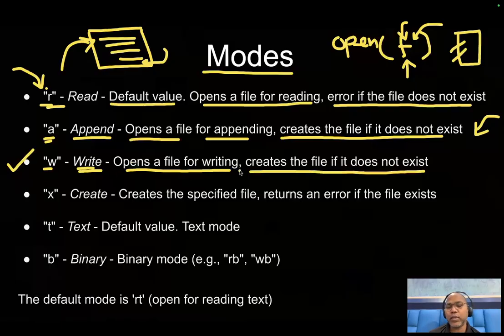So in this case, if a file exists, it can open. If the file does not exist, it shall create the new file for you, not throwing any kind of exception.